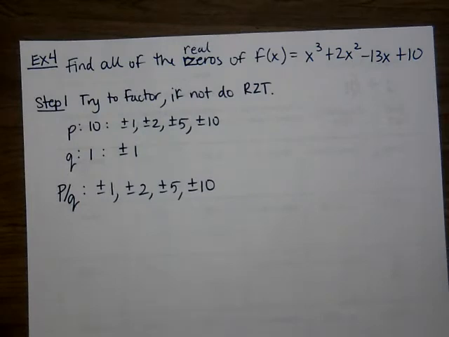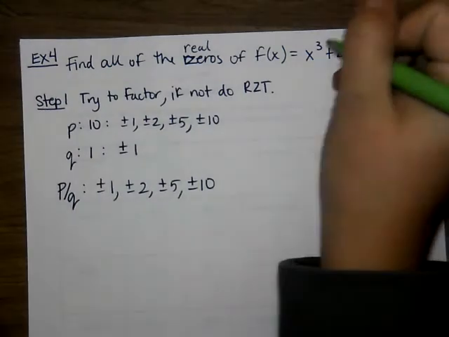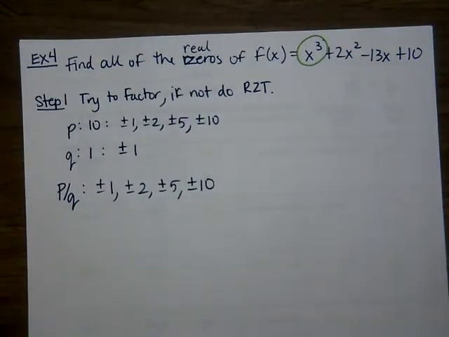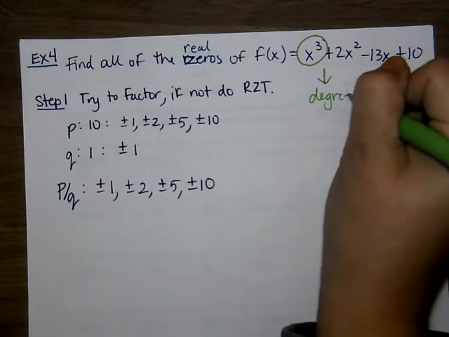Okay, so that's step 1. Easy enough, right? When you're given a polynomial, you should be able to look at it and decide how many zeros you are going to get. So my question to you is, looking at this polynomial, how many zeros am I going to get? Nicola? 3. How did you know it was 3? The degree. So everybody agree that this has a degree of 3. It's the highest exponent. So the degree is 3.